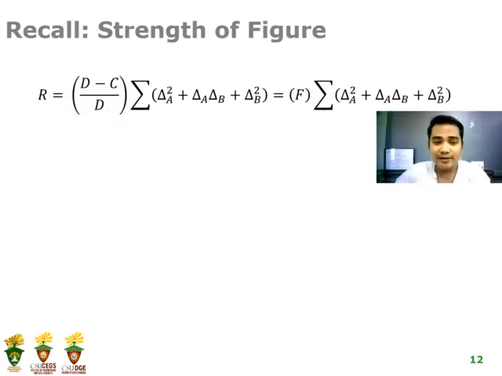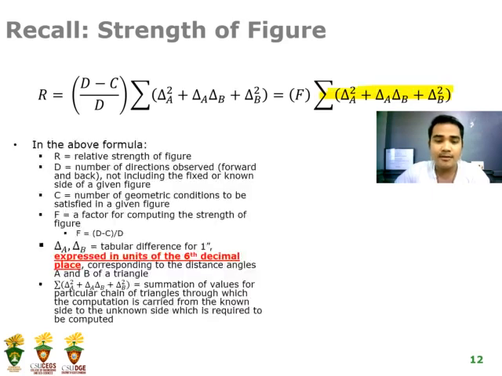So here is the formula for the strength of figures. R is equal to D minus C over D times the summation of change in A squared plus change in A times change in B plus change in B squared. F is a factor, which is equal to D minus C over D, times the summation of the equation. Where R is the relative strength of figure, D is the number of directions observed forward and back, not including the fixed or known side of a given figure.